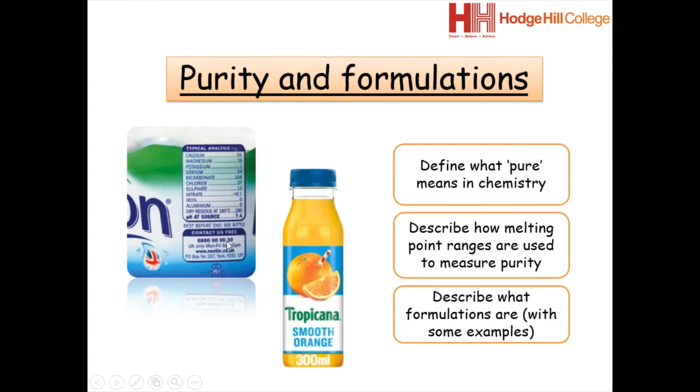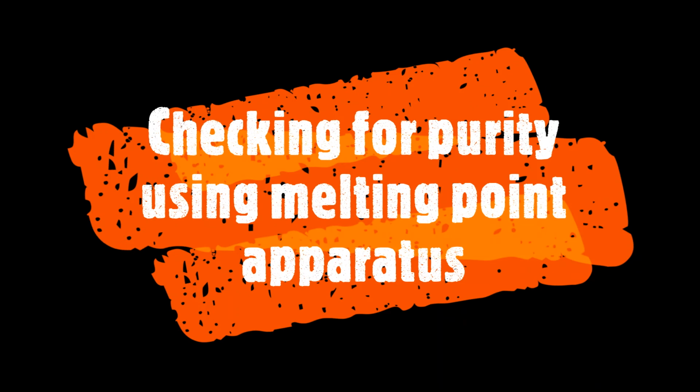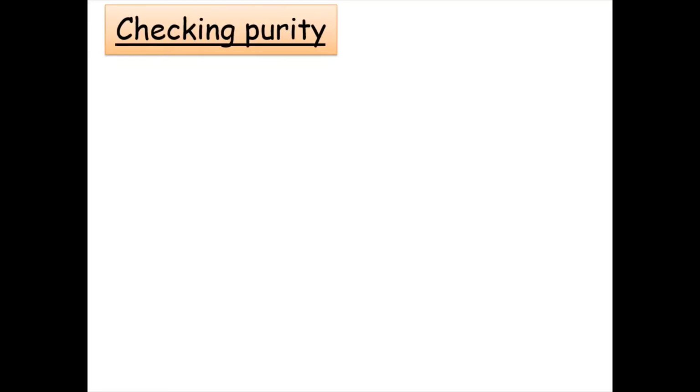The same thing goes for drinks like orange juice and so on. Supermarkets may say that they're pure, but if you look at the ingredients, if they're not made of only one type of substance, we can't class them as pure in chemistry. To check for the purity of a substance, we need to look at its melting point and boiling point ranges.